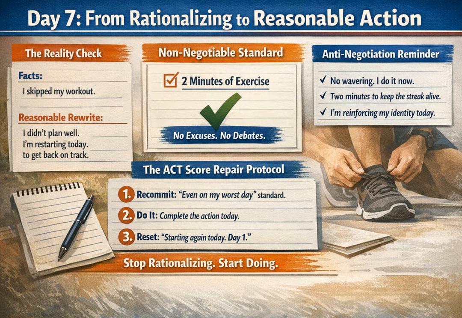Here's what that looks like in plain language for 2 examples. Example A, a skipped workout, the workout you didn't do. First, the facts. I skipped my scheduled workout. Then, the reasonable rewrite. I skipped the workout because I didn't plan well. I want to get back on track quickly, so I'm choosing to restart today. And if even on my worst day standard has me skip again, I'll revise it to an embarrassingly low standard without pretending the skips don't matter.